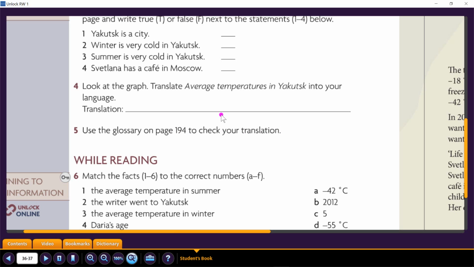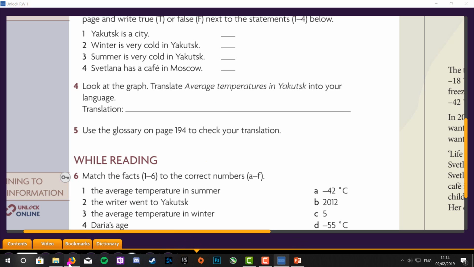Or you can, if you understand the meaning of average temperature, and we already talked about the meaning of average temperatures, and now Yakutsk is a new word. Either you can search, Google it, or you can find a way to give me the meaning of Yakutsk.